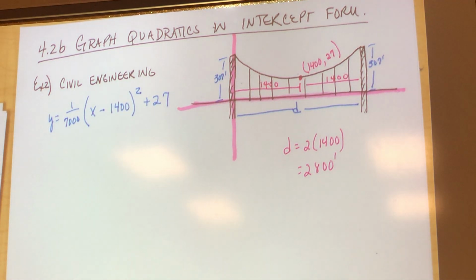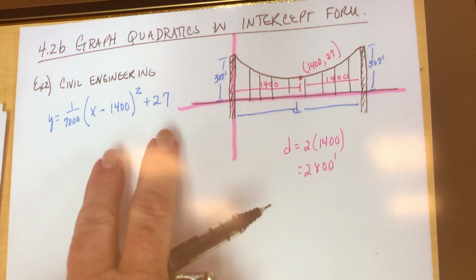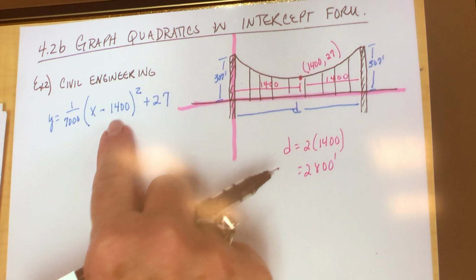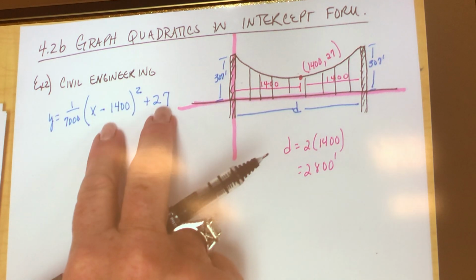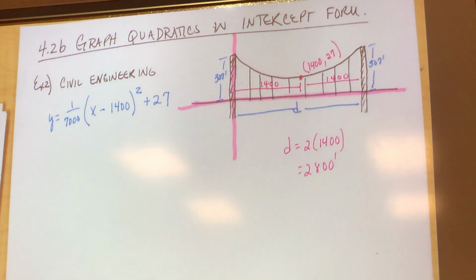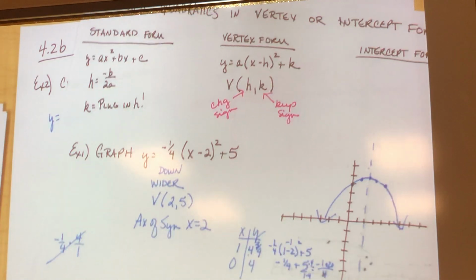Anybody got a question? Okay. So now we're going to do the intercept form. This was the vertex form. Remember, a times x minus h quantity squared plus k. So where we got our h, k for our vertex. Okay, so now we're going to do the intercept form. This is your paper from yesterday.